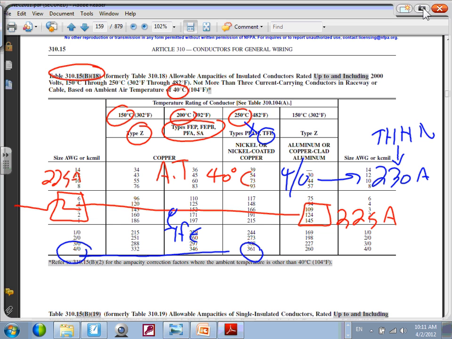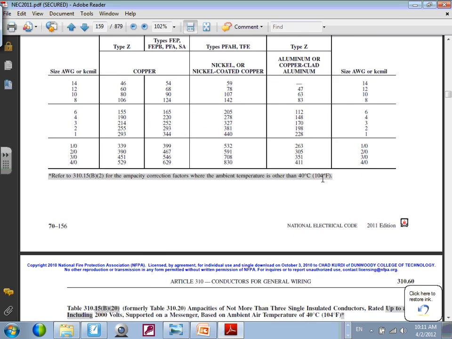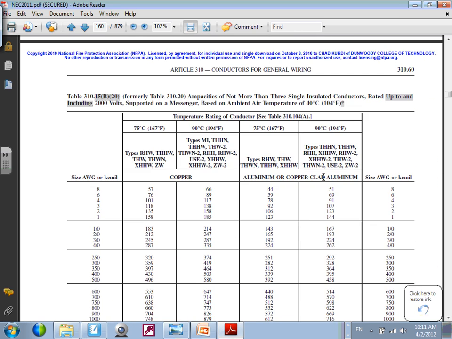And if you look down here, Chris, it will tell you if it's other than 40, please go to the table that they rate based on 40. So they're referring you to the second table. That's how you know which table to go to, because they tell you right underneath it. Okay, so this is another table, guys, for high temperature. I'm going to move fast through these.